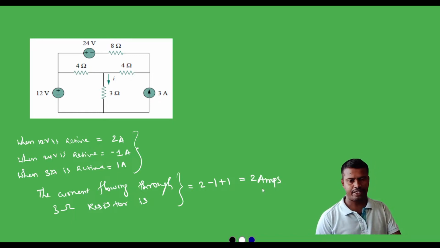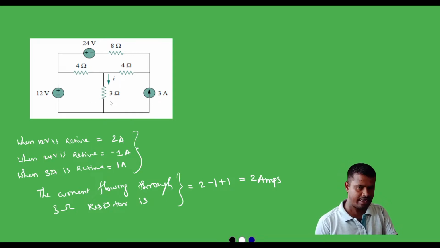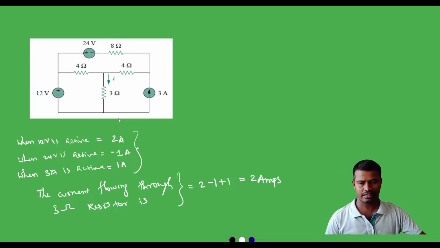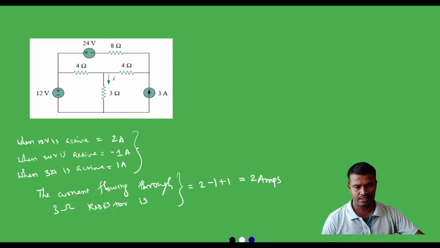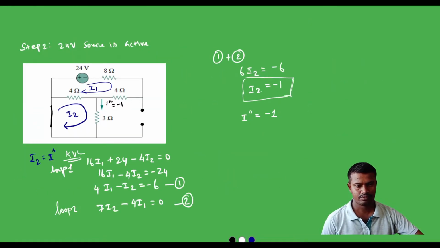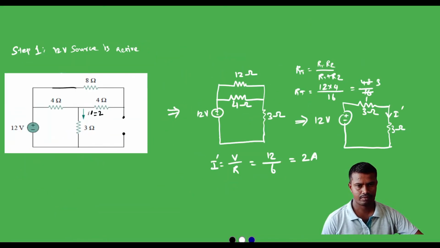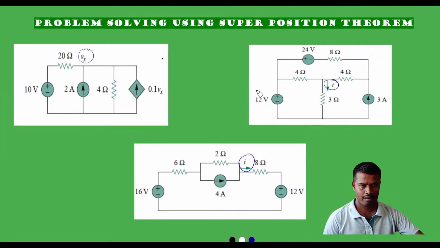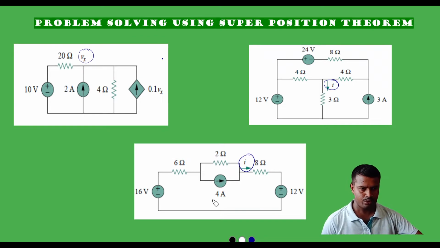This is how we can find out the value of current through any resistor or any element using the superposition theorem. Next we will solve another circuit, this circuit. We will find out the value of I using the superposition theorem.